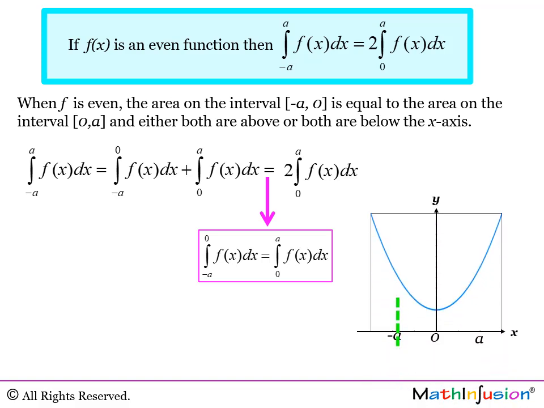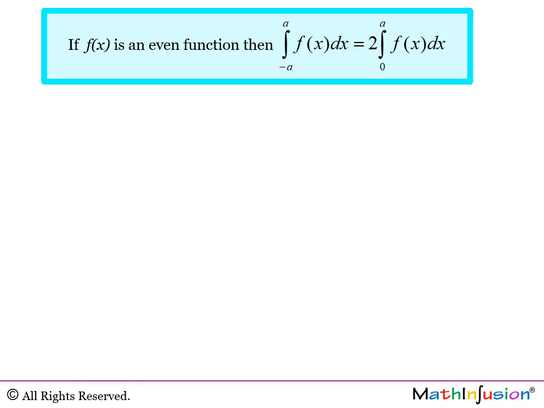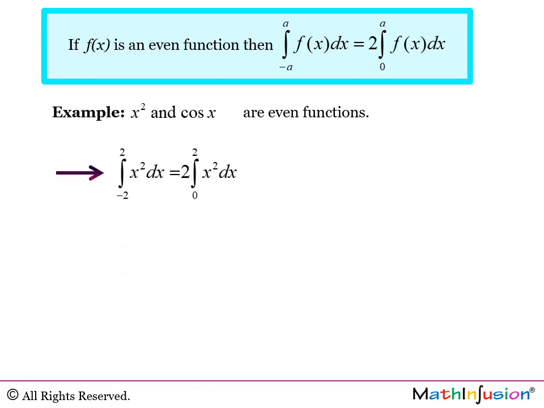Here is a simple example. For example, we know that x to the power of 2 and cosine x are even functions. It means that the integral of x to the power of 2 dx between negative 2 and 2 equals 2 times the integral of x to the power of 2 dx between 0 and 2. And also, the integral of cosine x dx between negative pi and pi equals 2 times the integral of cosine x dx between 0 and pi.